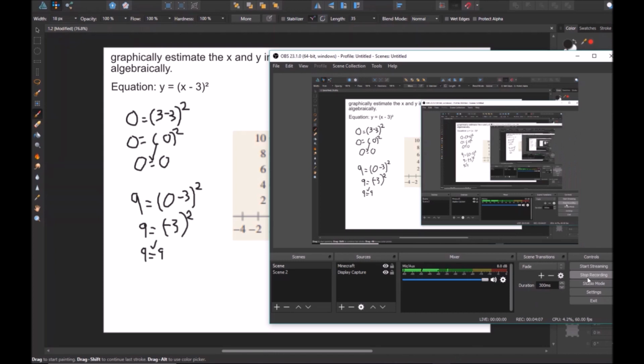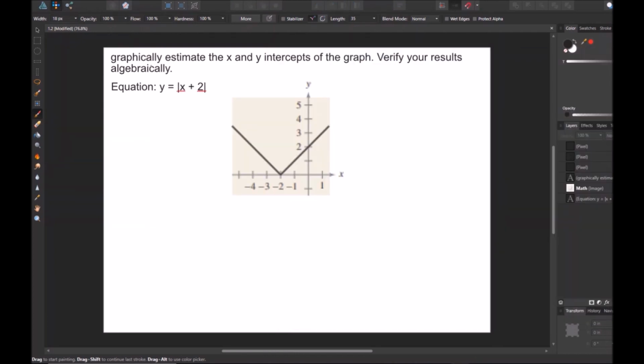and this is the x-intercept. Okay, so in this next question we're given the exact same instructions to graphically estimate the x and the y-intercepts of the graph and then verify our results algebraically. This time though we're given a different graph. We're given the graph of an absolute value equation, and the equation we're given is y equals the absolute value of x plus 2. So now that you've seen how to do the last one, I want you to pause the video here and try this one for yourself, and then we'll come back and see how you did.